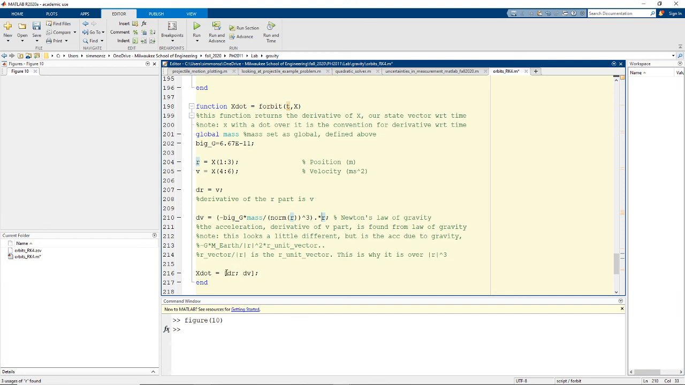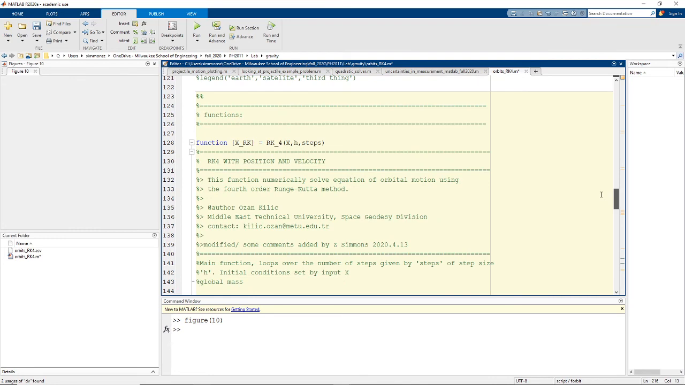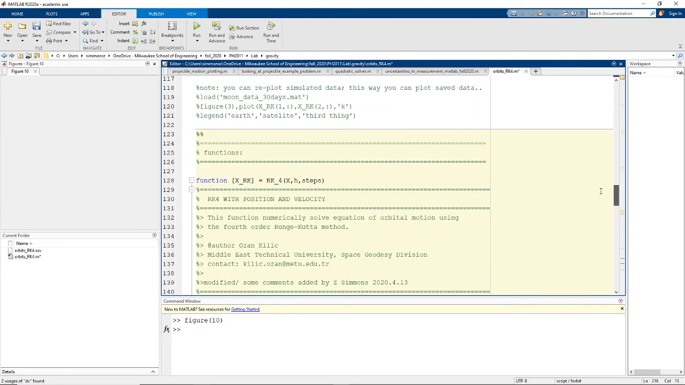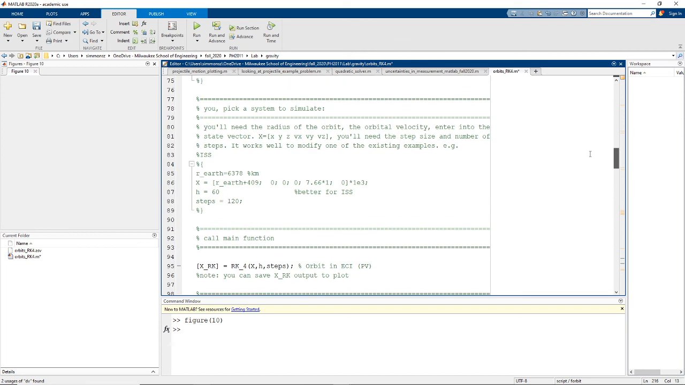And then this returns those pieces. So this returns the velocity and the acceleration, which is used in the integration. And that's the whole code. So you don't have to change the things that are in the functions. Those will work. What I want you to change is to pick a system.